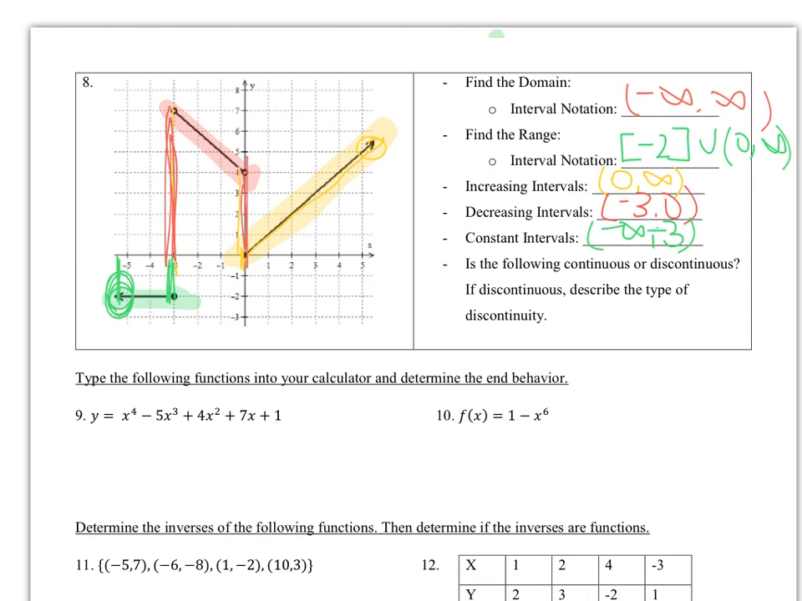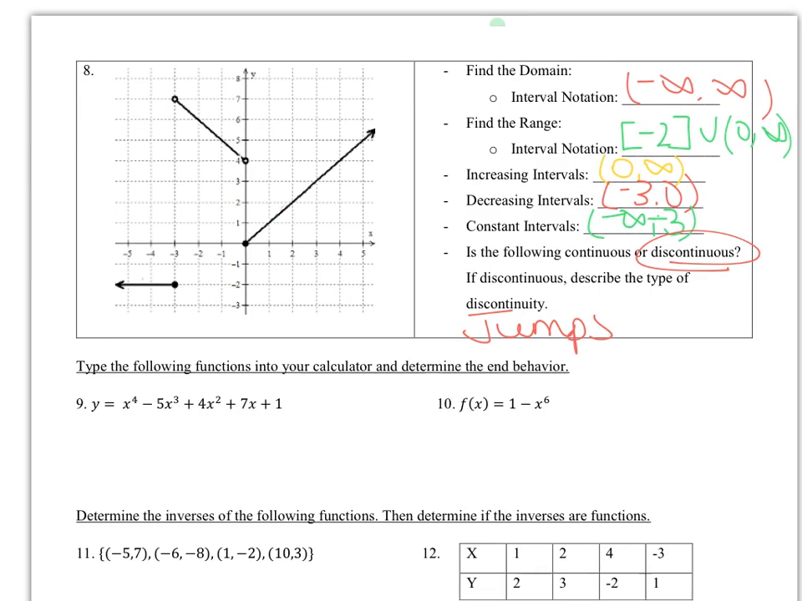Is the following continuous or discontinuous? If discontinuous, describe the type of discontinuity. So this picture would be discontinuous because it is not a continuous flow in a pattern of a graph. There are breaks in it. So this graph would be discontinuous, and the type of discontinuity is that there are jumps. You could probably also argue that there are holes in the picture as well, but jumps are the most common one.